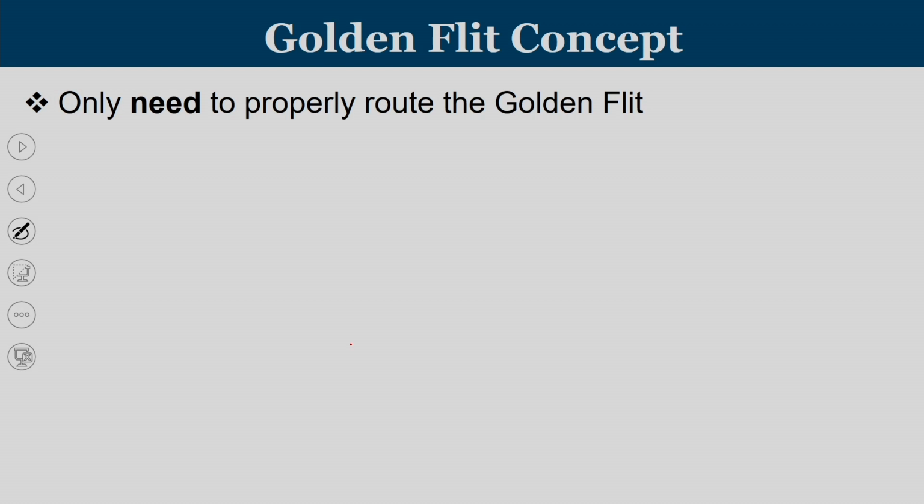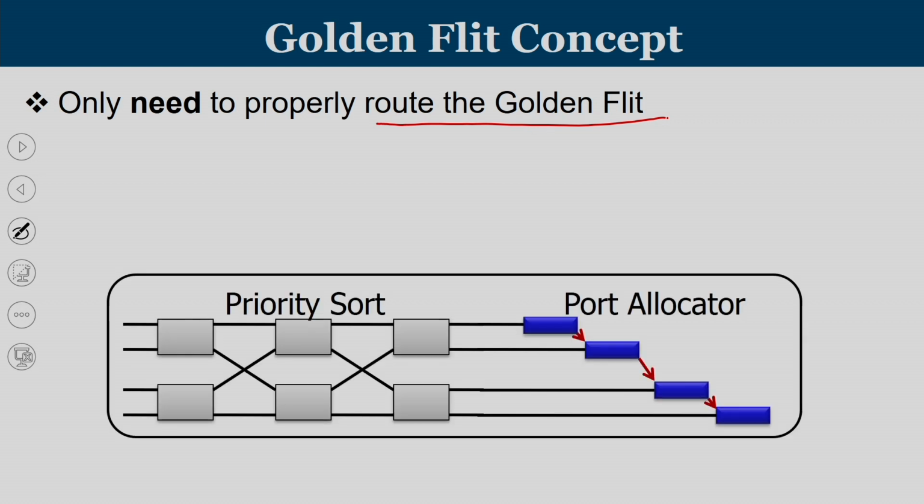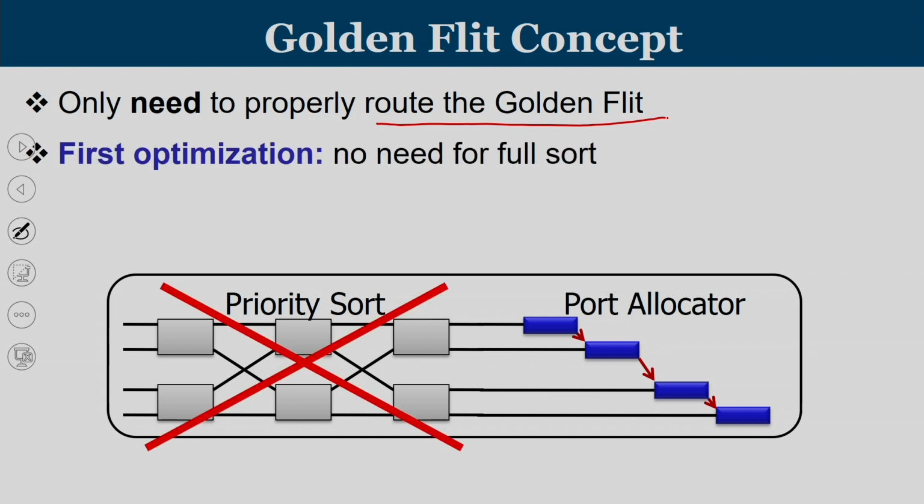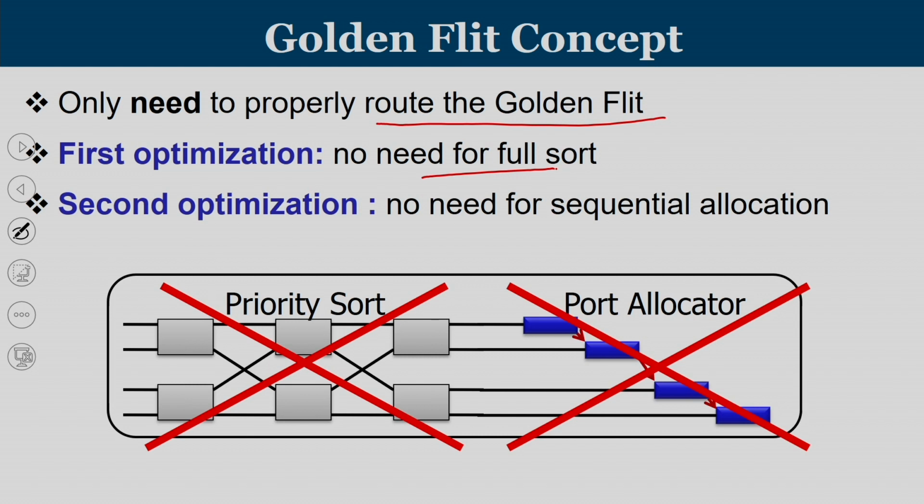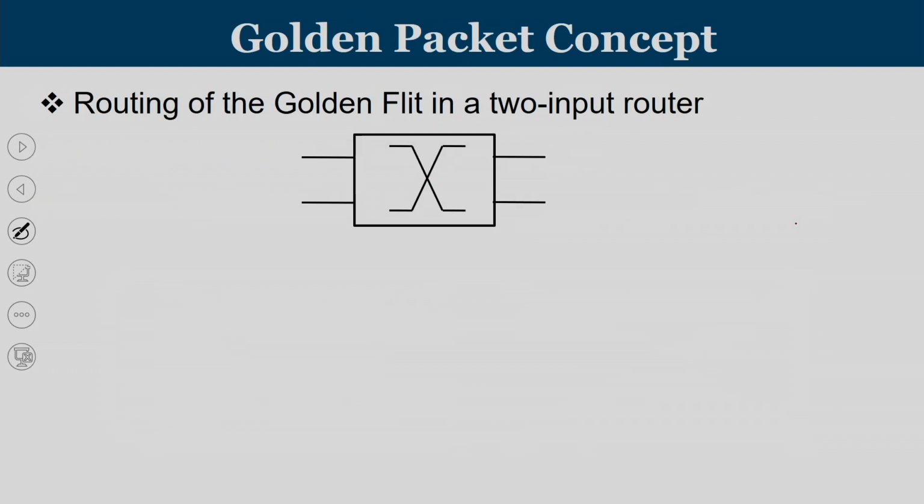What is the golden flit concept? We only need to properly route the golden flit. The golden flit is now not going to be deflected. And so, we do not want a priority sorting circuit and a port allocator. No need for a full sorting circuit. Second optimization, no need for a sequential port allocation. We can go for a parallel port allocation. So, these are the two changes that we are going to bring in.